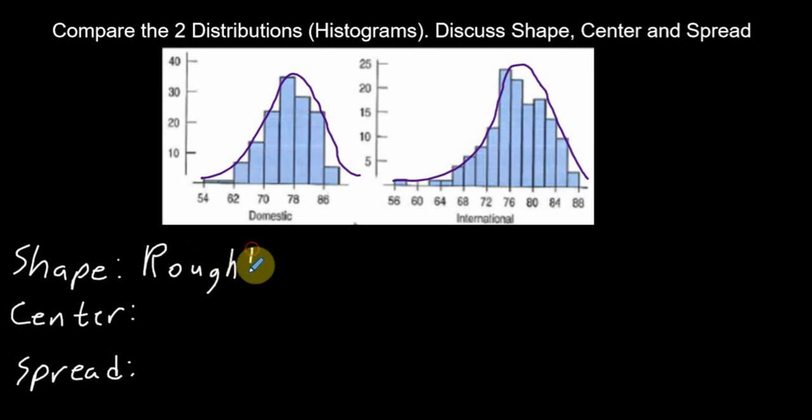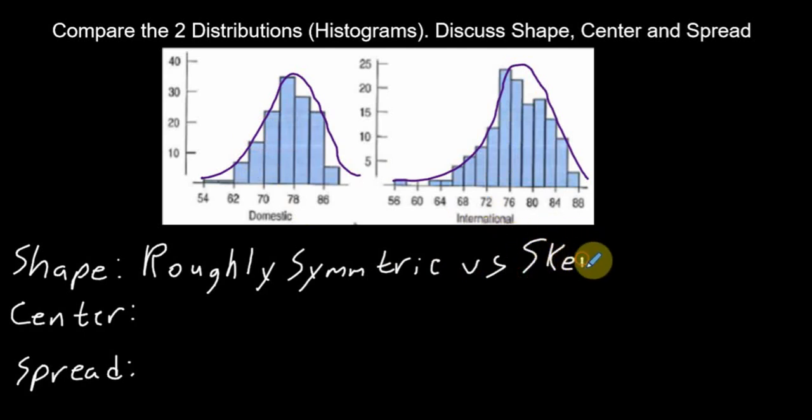The first distribution, the domestic distribution, is roughly symmetric, versus the international distribution. You can see you've got this stretched out tail. We've got a few numbers on the far low end. So we would call this one skewed left. So roughly symmetric versus this one we would call skewed left. Get rid of our curve.